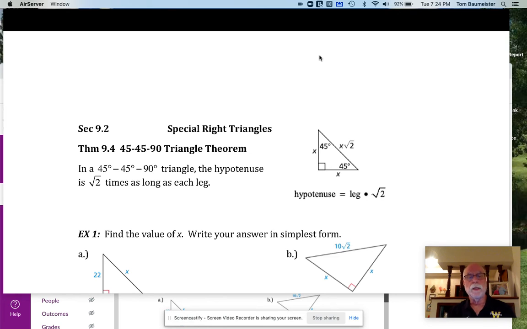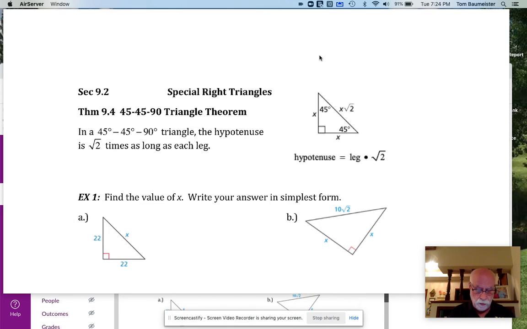All right, so section 9.2 is special right triangles. Now, when we get to other sections in the textbook, probably in chapter 11, I believe, sometimes something like this will help you out. Again, it works for only the two special right triangles we're talking about here: the 45, 45, 90 and the 30, 60, 90. So I think it's worth looking at.